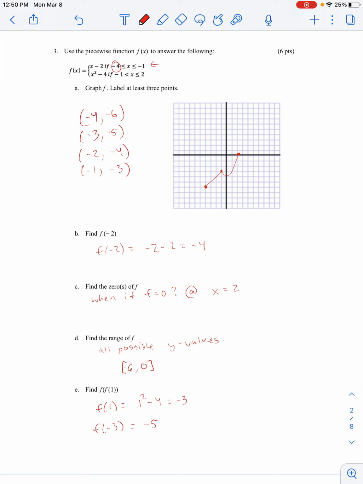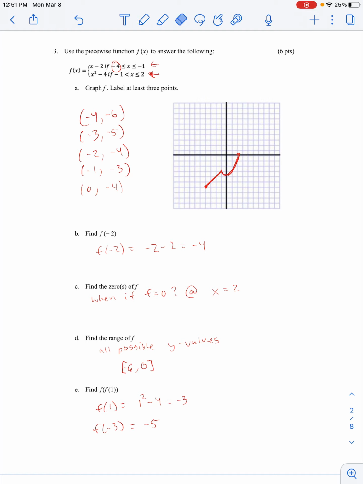At negative 1, that's when I switch and I start using this second rule. So in that case, when I plug in 0, I'll get negative 4 because I'm using the second rule now, because I'm between negative 1 and 2. So that's how we end up with this graph where we have a line from negative 4 to negative 1 and then a parabola from negative 1 to 2.